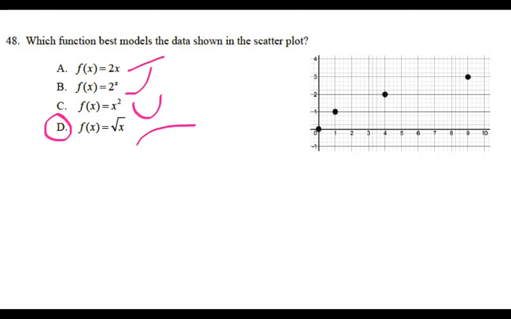And you can also see that it's the square root of x by actually looking at the points. So for instance, when I look at 1 and I take the square root of 1, it equals 1. If I look at 4 and take the square root of 4, it equals 2, which is why it's up at 2. And when I take the square root of 9, it equals 3, which is why your point is up at 3. So just another way to look at it.